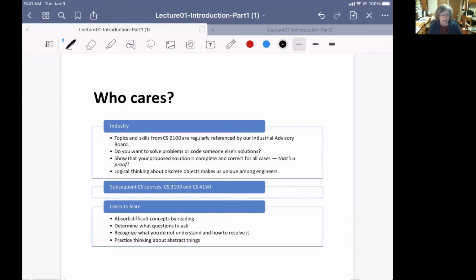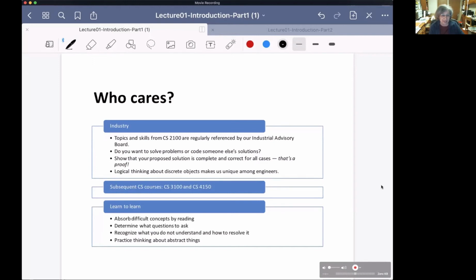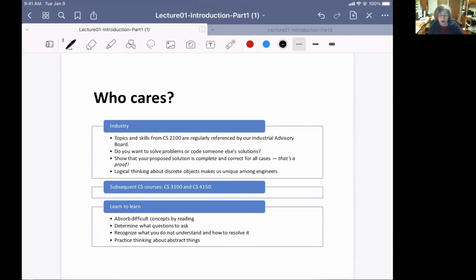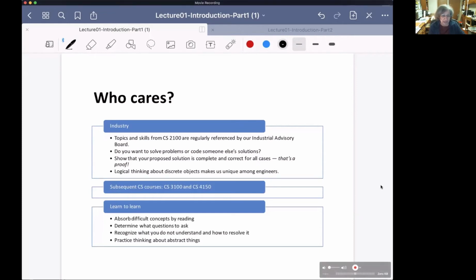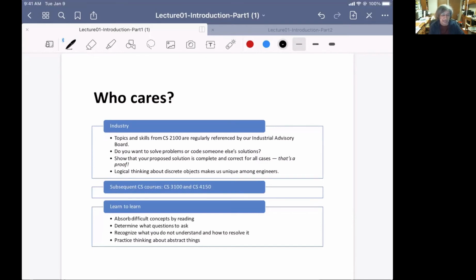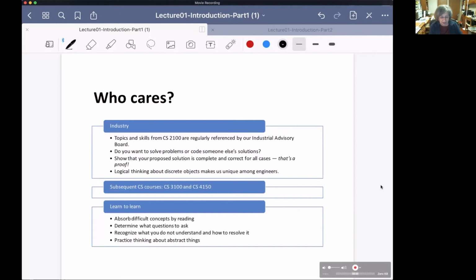And also, CS3100 and 4150 rely on the knowledge that you're going to learn in this class. And part of what we want you to do is to learn how to learn. That may sound silly, but many students don't really know how to learn. So we want you to be able to absorb difficult concepts by reading, figure out what kinds of questions to ask, recognize what you don't understand and how to resolve it, and practice thinking about abstract things.